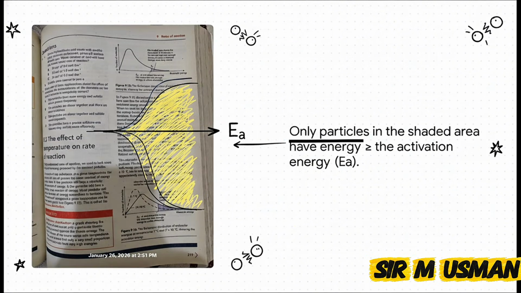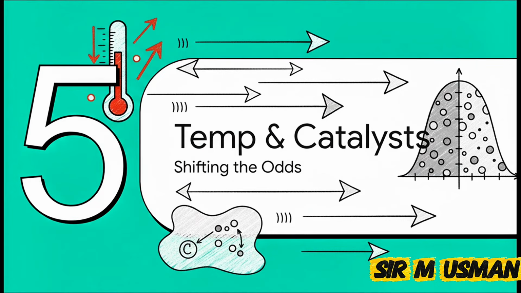Okay, now let's connect this back to our activation energy. We can draw a line on this graph representing that minimum energy requirement, our EA. And here is the big takeaway. Only the molecules to the right of that line, the ones in the shaded area, actually have enough energy to react if they collide correctly. And as you can plainly see, that is usually a very, very small fraction of the total population of molecules. So, if we want to speed up a reaction, our mission is clear. We need to increase the number of particles that are in that powerful shaded area. Let's see how temperature and catalysts get this job done, but in two completely different ways.